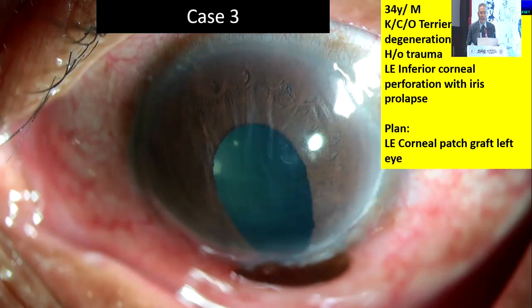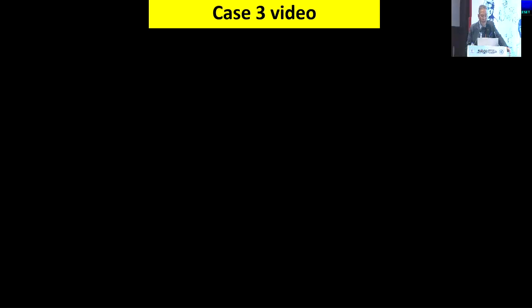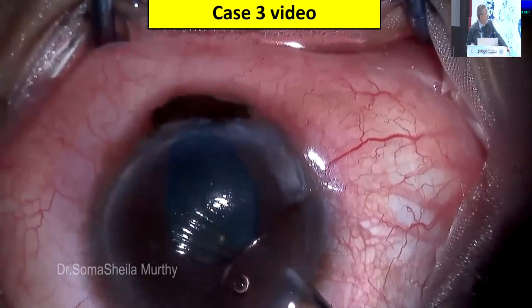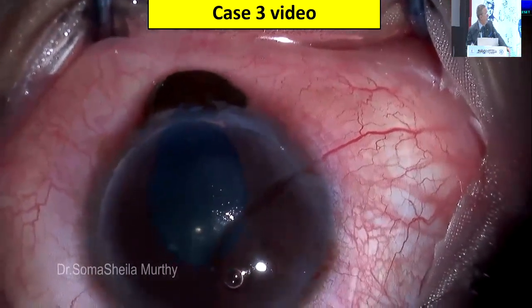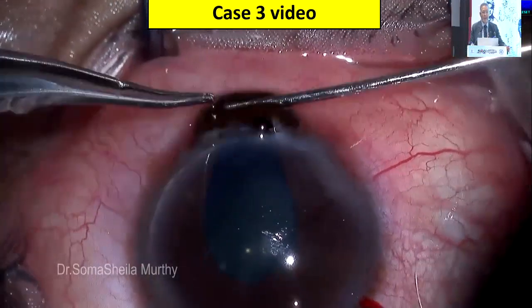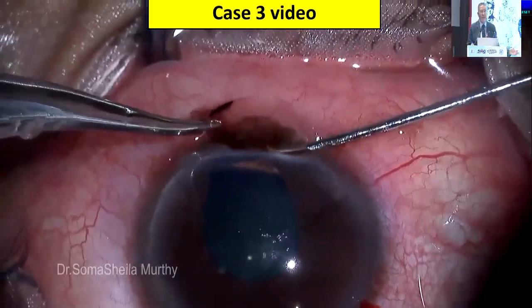This is a patient with Terrien's marginal degeneration, which differs from Mooren's because it is not painful, but a slight trauma can cause a perforation. This is what happened, with an inferior corneal perforation with iris prolapse. So a corneal patch graft was planned again. So first you reform the chamber. What do we do with that iris? We can tuck it in because evidently there's no infection.